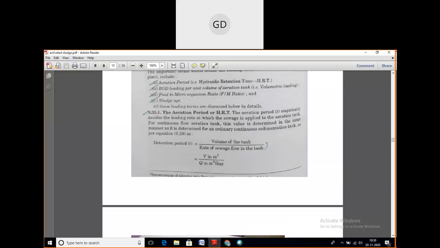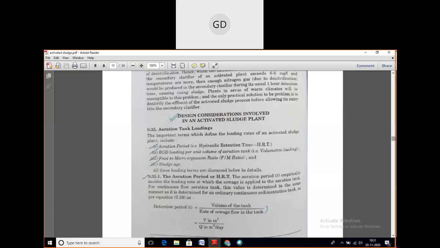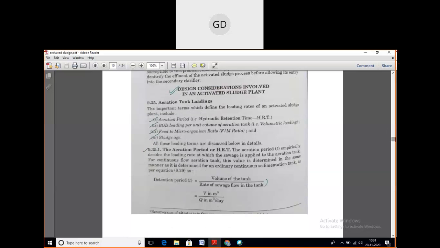The volume of the tank is V in meter cube, and the rate of sewage flow in the tank is Q in meter cube per day. So it is V by Q days. If you convert it to hours, it will be multiplied by 24. So this is the expression for your aeration period, or HRT, that is your hydraulic retention time.